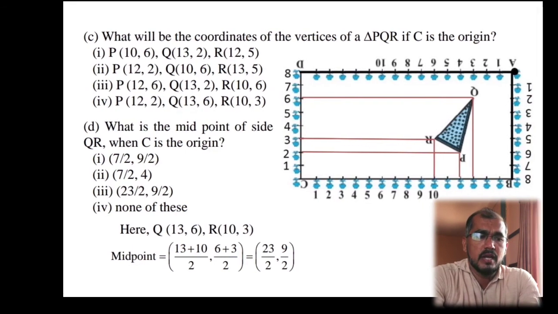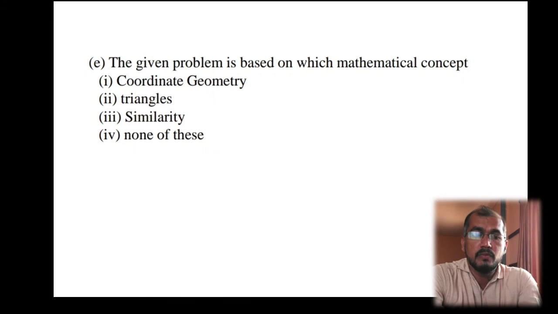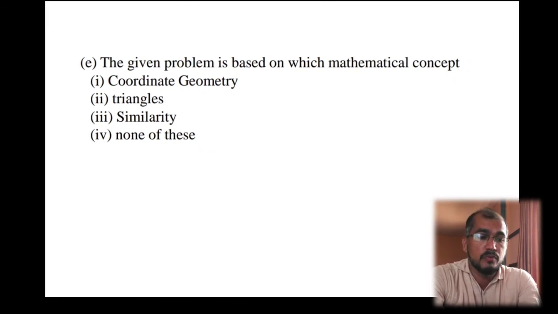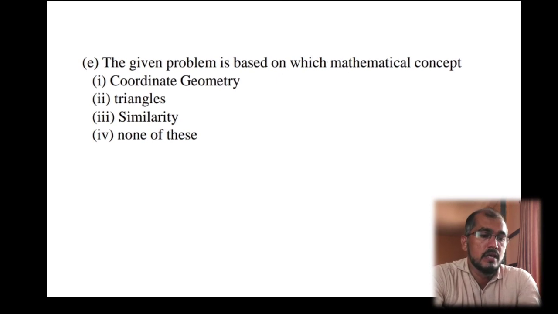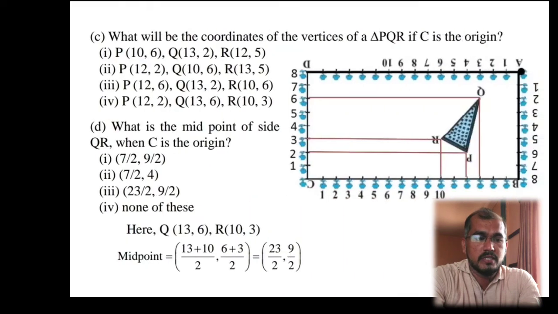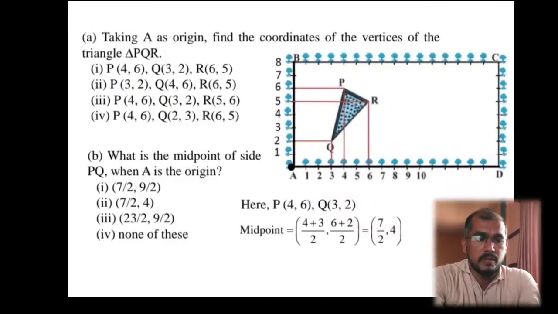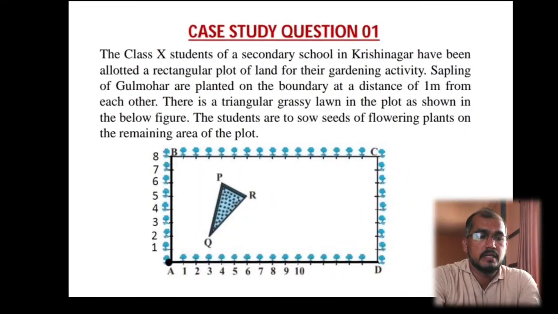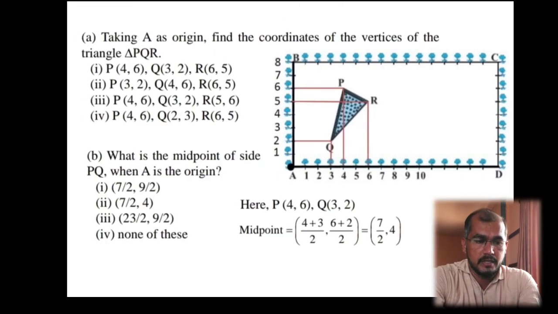Next, at the last we have one question. It is E. The given problem is based on which mathematical concept? Four options are given. The first is coordinate geometry. The second one is triangle, the third one is similarity, and the fourth one is none of these. So this problem is related to coordinate geometry. So the answer is the first option. It is coordinate geometry. So this is one simple case study problem. Now you can see how we have to understand it in this problem.